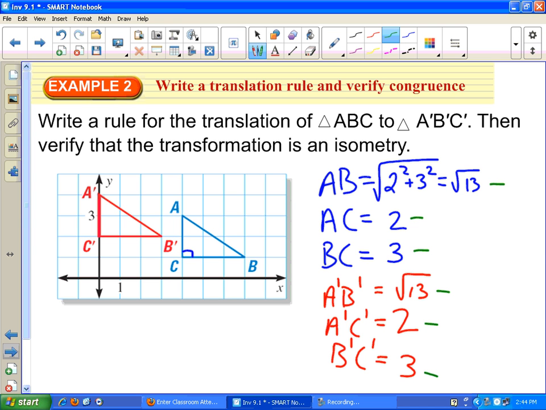Now we've got to go through and do the slopes. I'm going to kind of shorten it up for you guys here. AC, A prime, C prime. What is the slope of a line that goes straight up and down? Is it 0? No. Not infinite. Undefined.